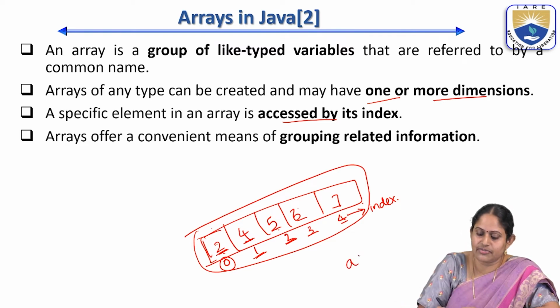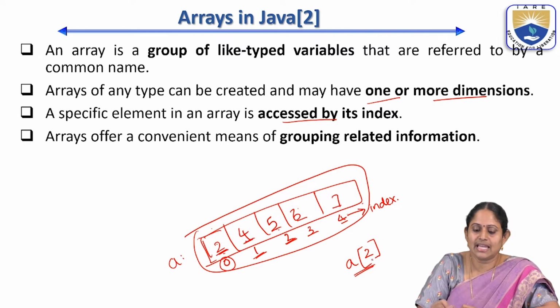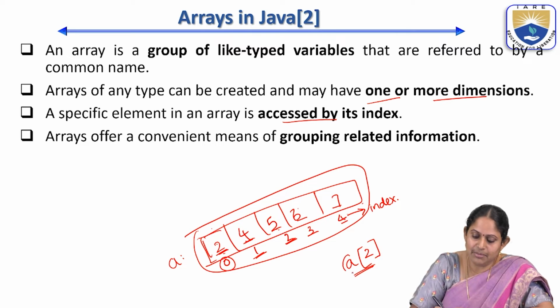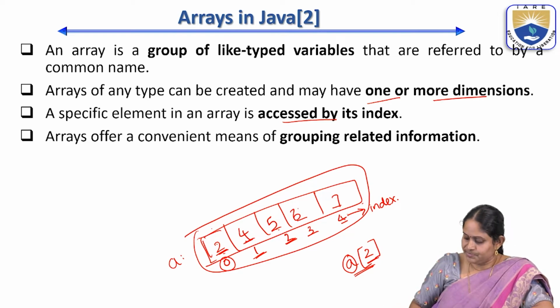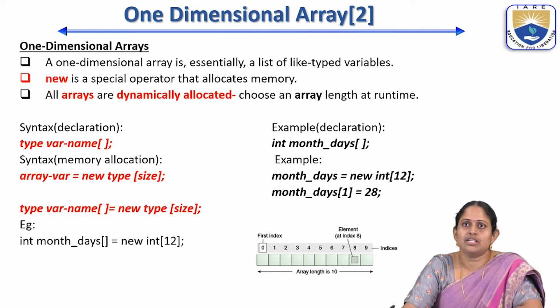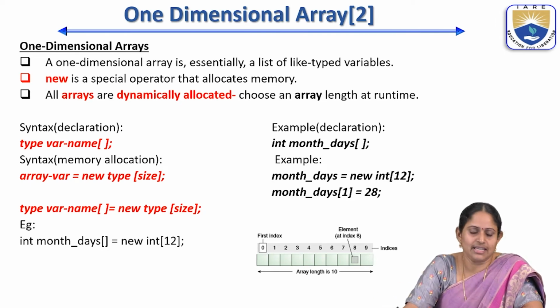So let's say this array is of name A, and if we want to access, let's say, the second element, we use it like this. This is how we access an array element: the name followed by the index. Any element in an array can be accessed by its index, and this offers a convenient means of grouping related information.